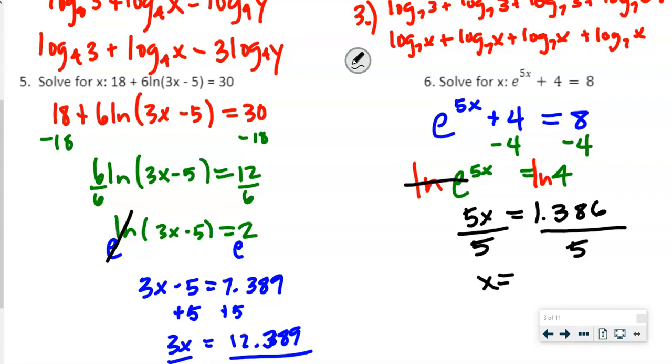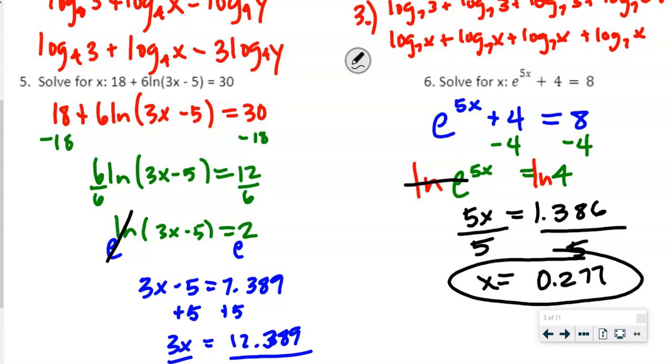So x is equal to 0.277. And again, you can check that by taking 5 times 0.277 to the e power, right? And then adding 4 to that, and that should give you 8.